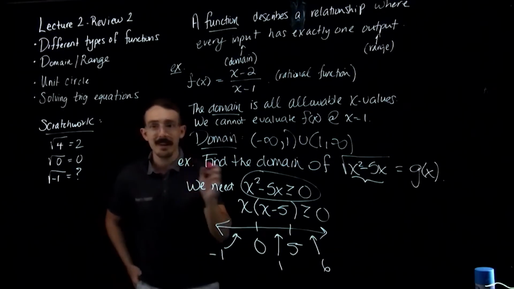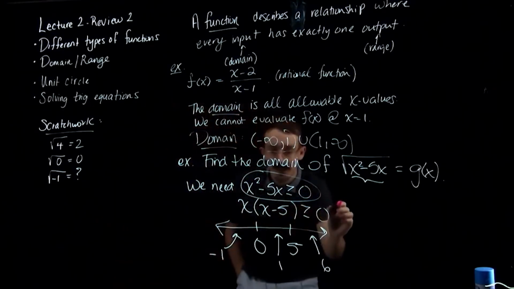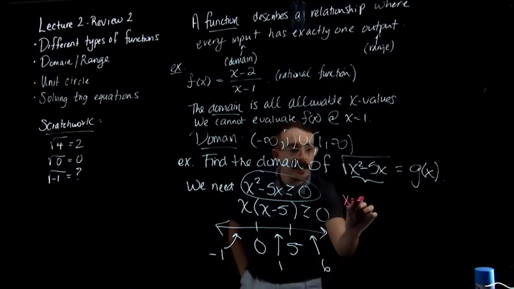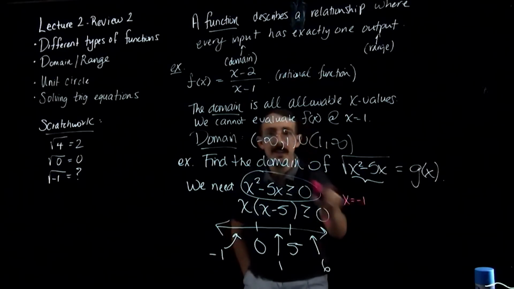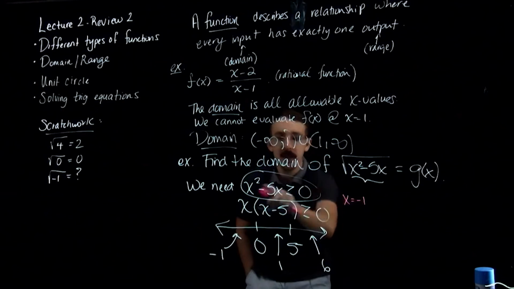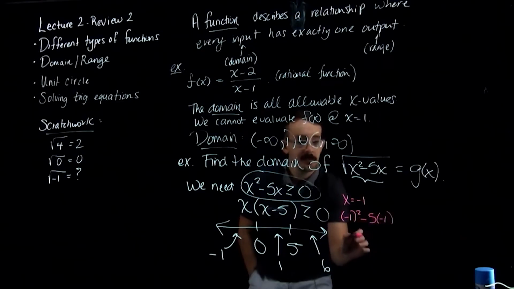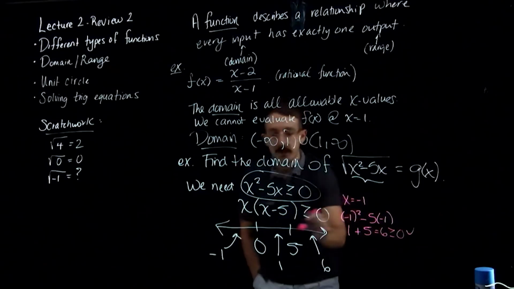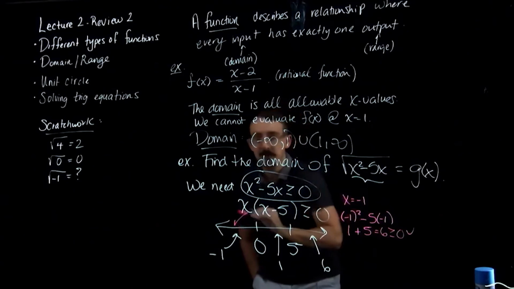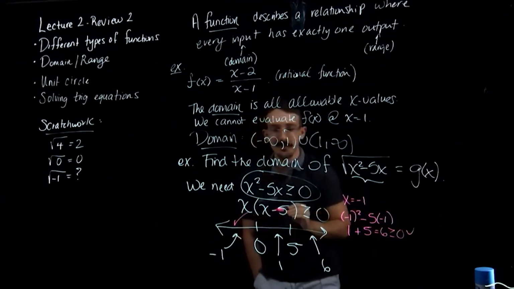We'll do all the testing in pink. So we're going to test x equals -1. So let's see if this is true. If I plug in -1, I'm going to get (-1) squared minus 5 times -1. This is going to be 1 plus 5, which is 6, which is actually bigger than 0. So we know this interval right here works.